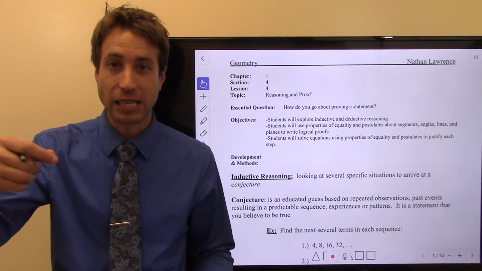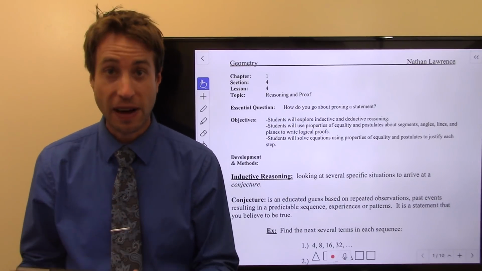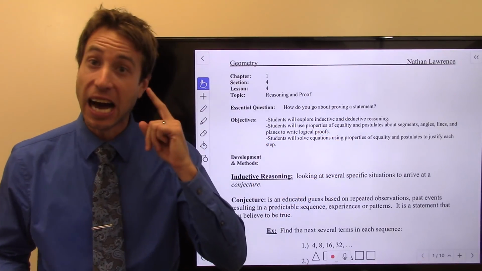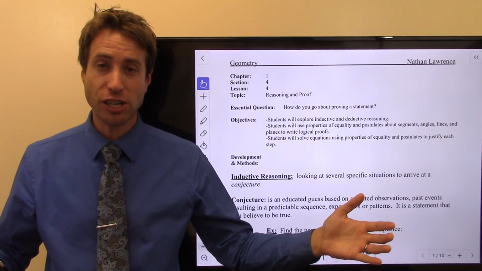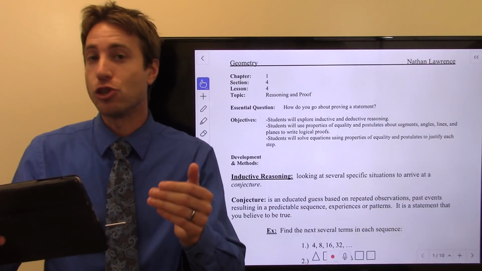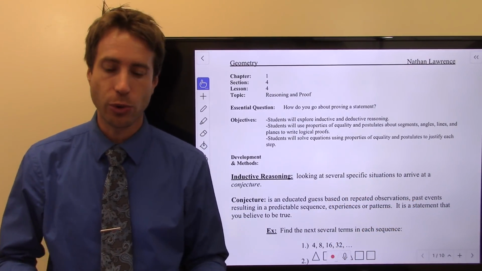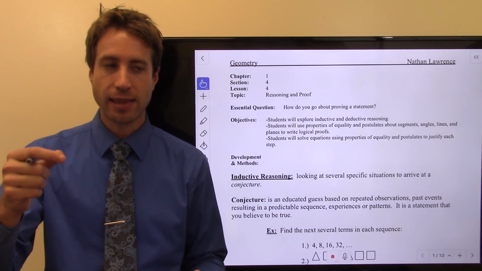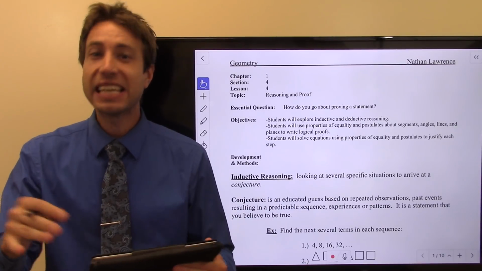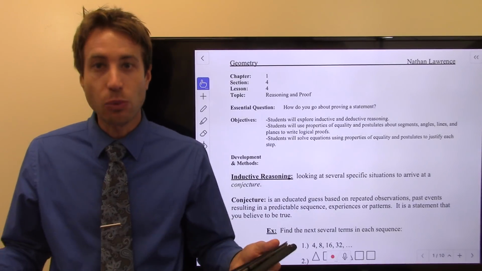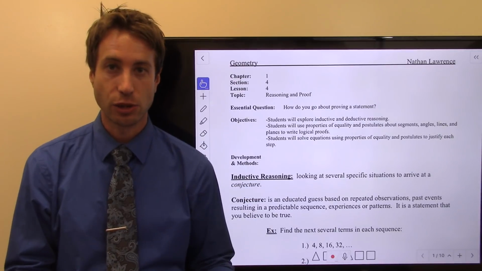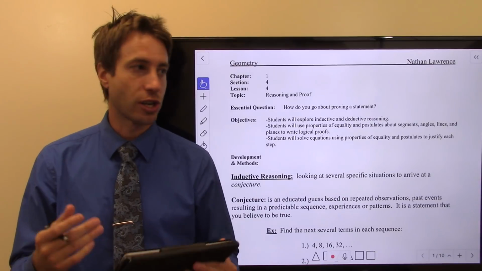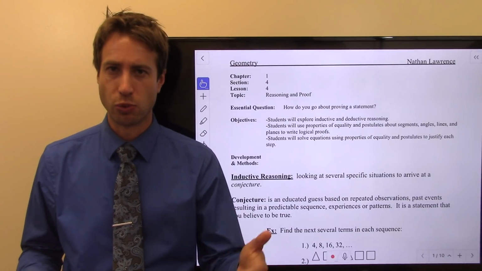And by knowing those things, what you're doing is justifying your steps. I know I can set this problem up this way because I know the segment addition postulate. It's the reason, the justification for doing what you're doing. So it really makes a lot of sense to go more in depth with reasoning and proofs in geometry, because it's really what you're doing when finding a solution to a geometry problem. I've already said enough about it. Let's take a look at our essential question, our objectives, and then we'll jump into reasoning and proof.